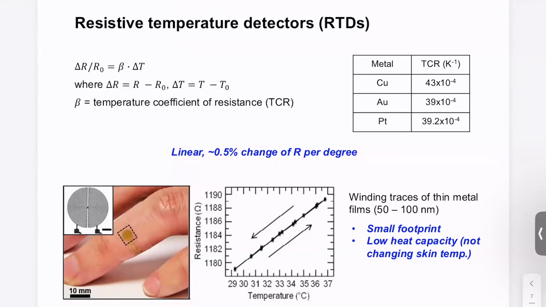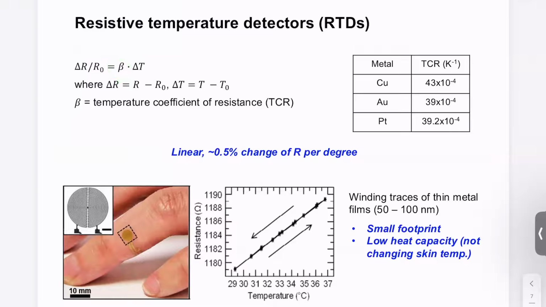So the relationship here is delta R over R naught equals beta times delta T. Where delta R is your resistance change, R naught is your initial resistance, beta is your temperature coefficient, and delta T is your temperature change. So what this equation is saying is that your relative resistance change is proportional to temperature change. It's a linear relationship, and the coefficient here is beta.